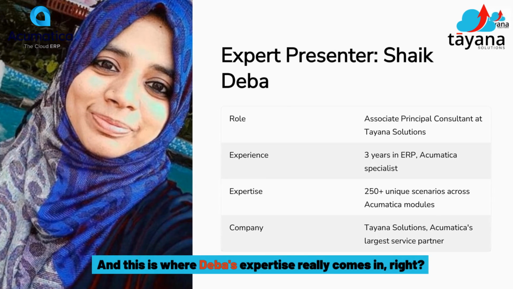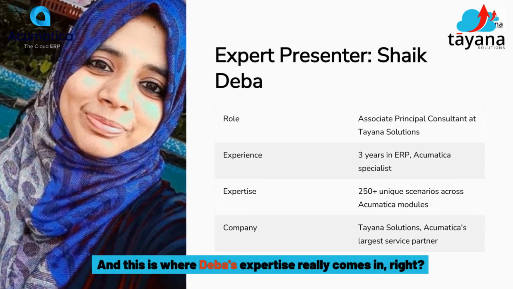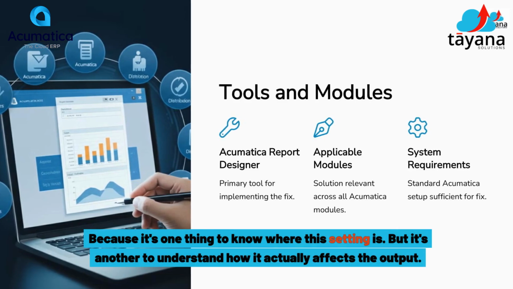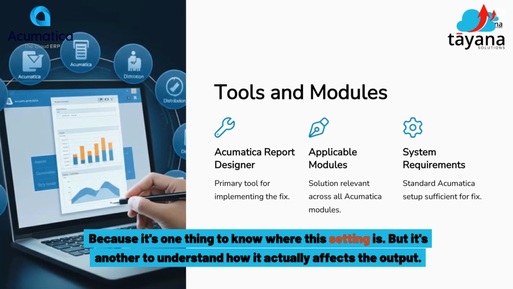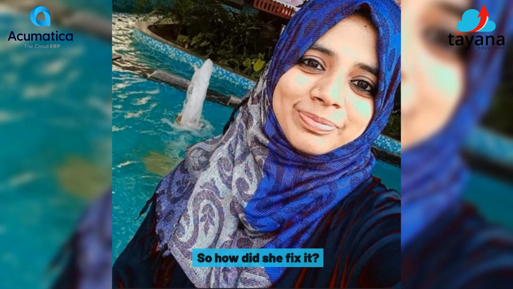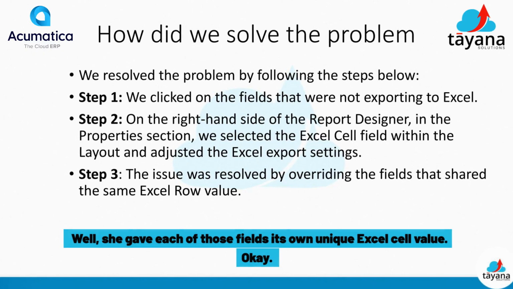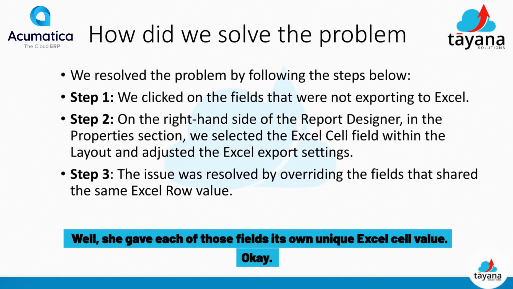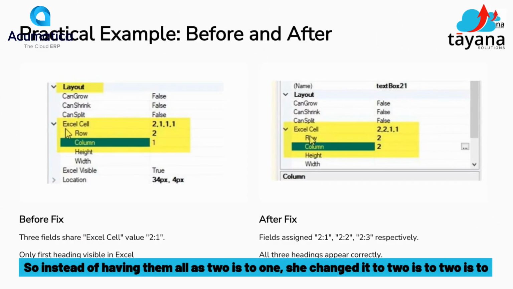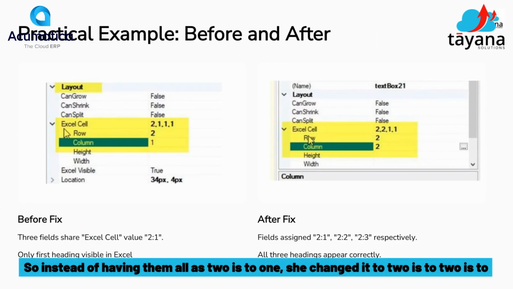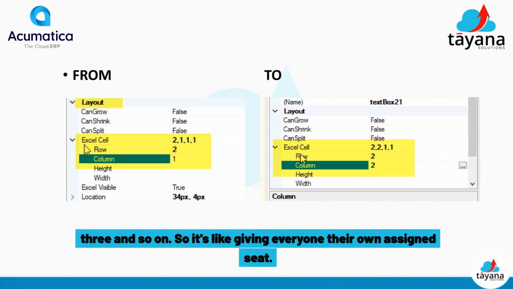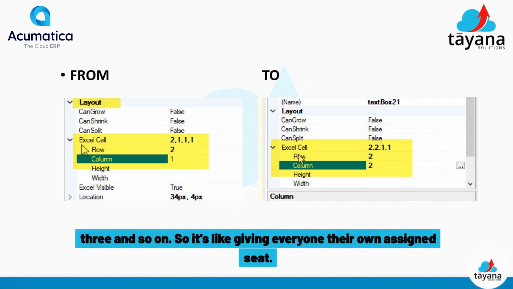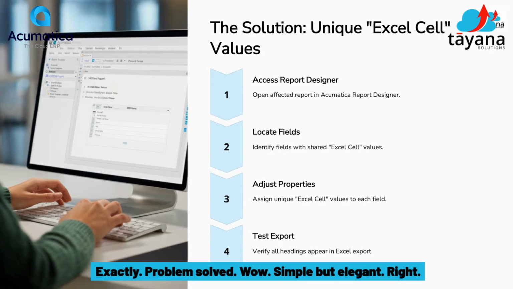It really is. And this is where Deba's expertise really comes in, right? Because it's one thing to know where the setting is, but it's another to understand how it actually affects the output. Exactly. So how did she fix it? Well, she gave each of those fields its own unique Excel cell value. So instead of having them all as 2:1, she changed it to 2:2:3, and so on. So it's like giving everyone their own assigned seat. Exactly. Problem solved. Wow, simple but elegant.